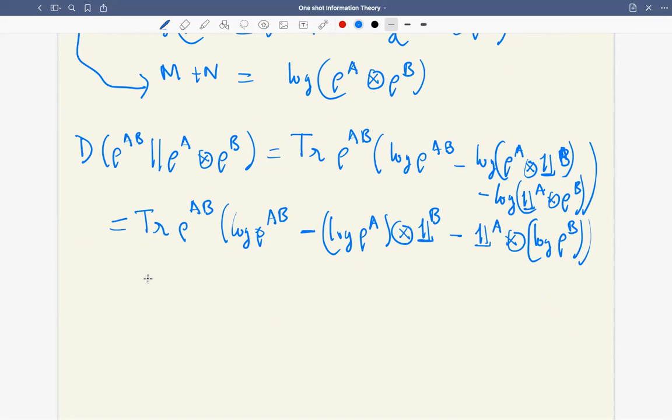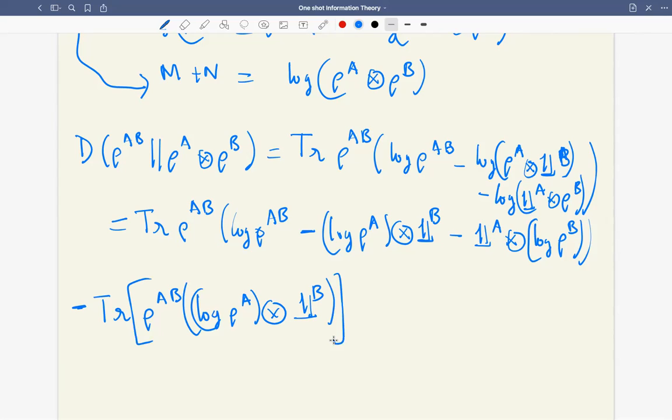Okay, so let us evaluate one of these quantities. Let us see what this expression looks like: trace of rho AB minus log rho A tensor identity. Let's see what this looks like.